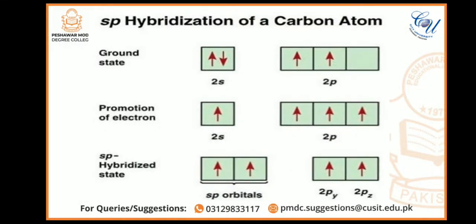In carbon dioxide, the central atom is carbon and this carbon is sp hybridized. Here you can see the electronic configuration of carbon in the ground state, then its electronic configuration in excited state, and finally the sp hybridized state is shown here, where we have two sp hybrid orbitals which form sigma bonds and two unhybridized p orbitals which are used in the formation of pi bonds.